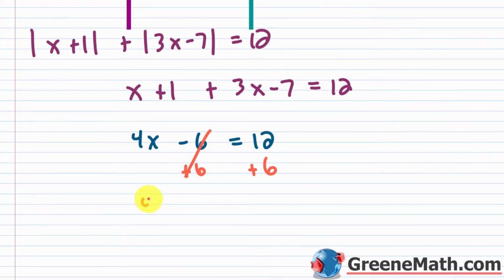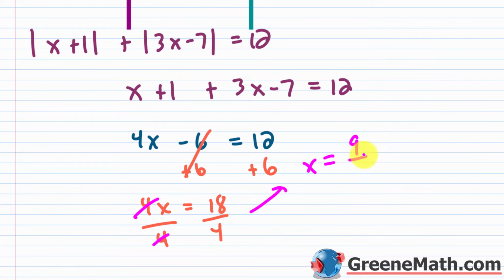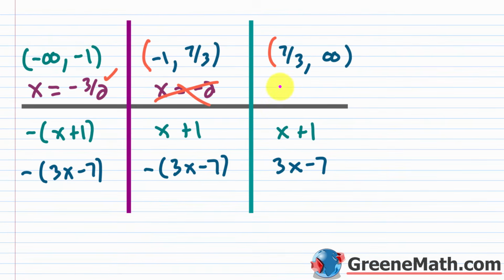This cancels. We get 4x is equal to 12 plus 6, which is 18. Let's divide both sides of the equation by 4. So we're going to cancel this with this, and we'll say x is equal to, for 18 and 4, they're each divisible by 2. 18 divided by 2 is 9. 4 divided by 2 is 2. So this is x equals 9 halves. So coming back up here, I'll say x is equal to 9 halves.